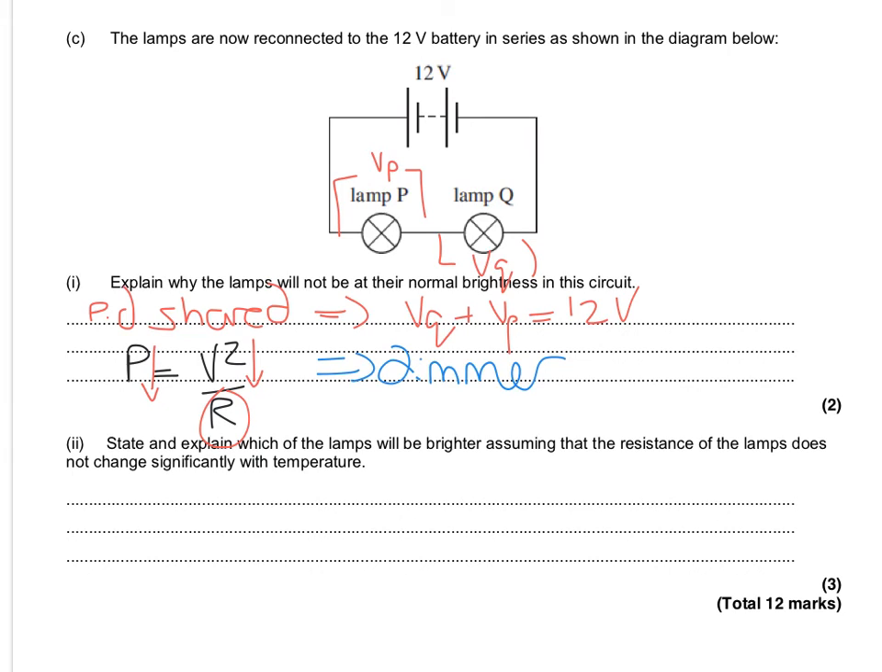Then, looking at the next question: state and explain which of the lamps would be brighter, assuming the resistance of the lamps doesn't change with temperature. So brightness is all about this equation here, and likewise for Q. The key thing to remember is that because they're in series, the current is the same going through P as it is going through Q. So these two terms here are the same.